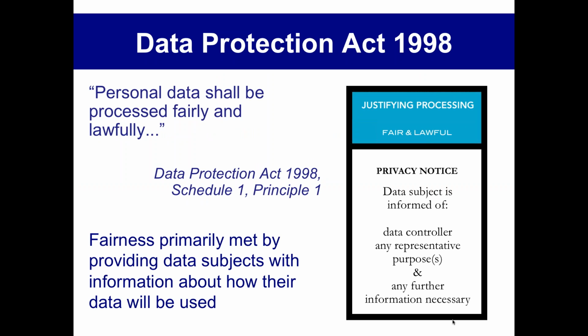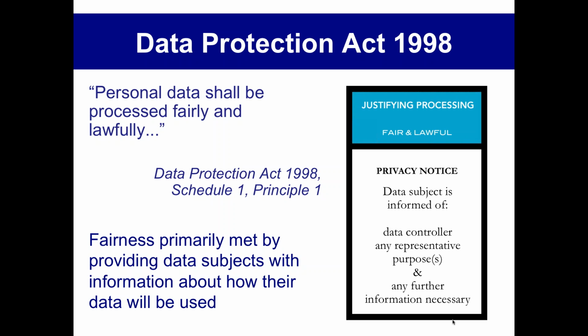So, start off with, let's look at what the Data Protection Act requires. First data protection principle says that personal data should be processed fairly and lawfully. And what the Data Protection Act says is that you can meet the fairness aspect of this primarily by providing data subjects with a statement explaining how their data is going to be used. And in the Data Protection Act, over in Schedule 1, it does explain what you need to include in that notice, and that's summarised on the right-hand side of this slide.